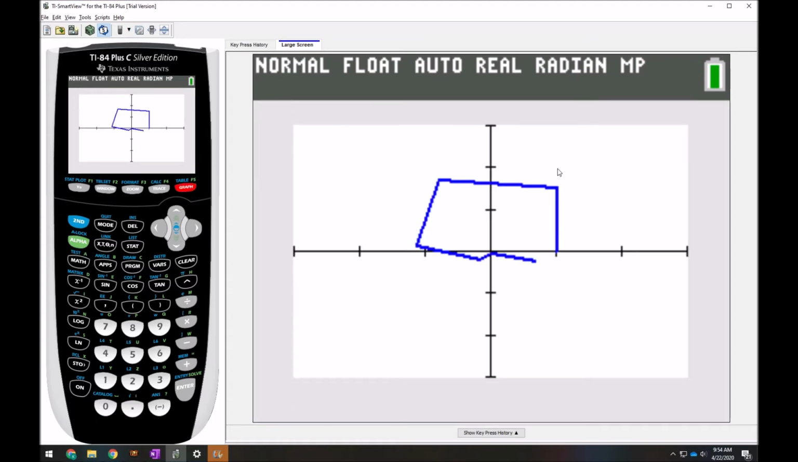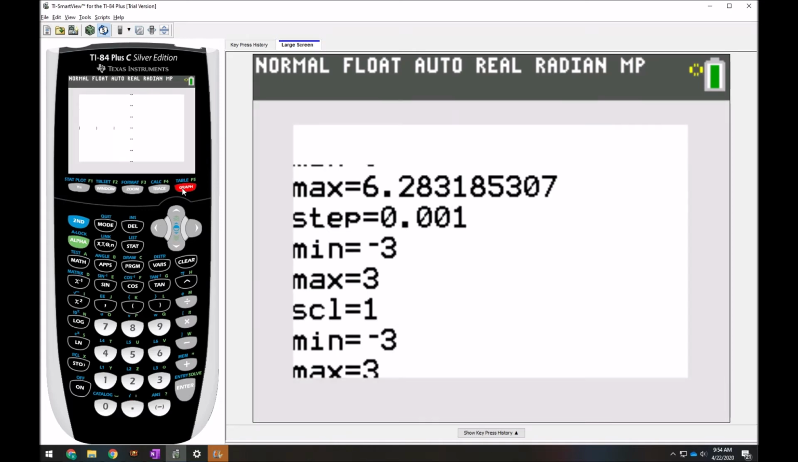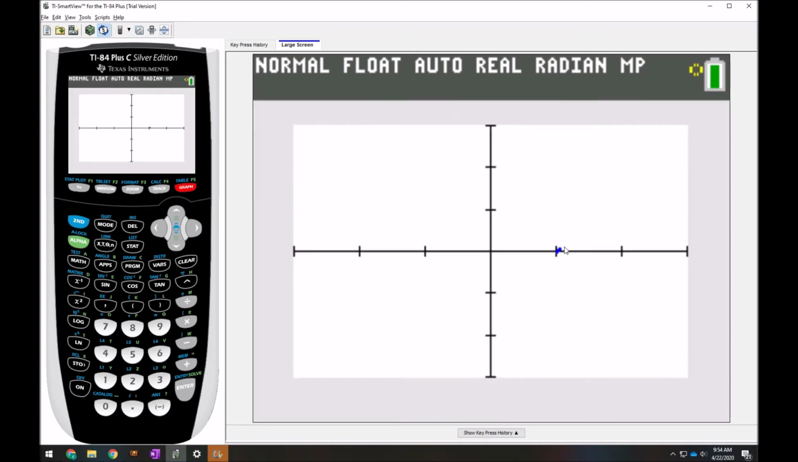And when it doesn't graph that many points and then tries to play connect the dots, I get a really awkward looking picture. Now, if I make this value very, very small, like 0.001, and then I hit graph, I'll see that the calculator is going to take a painfully long time to try to graph this because it's plotting so many possible points.